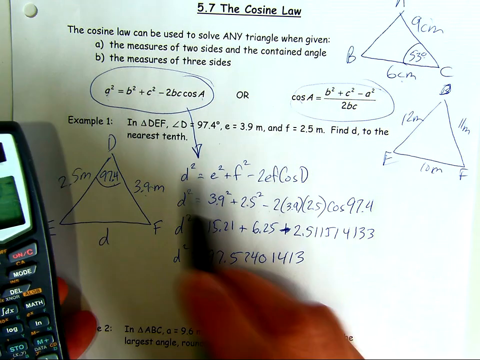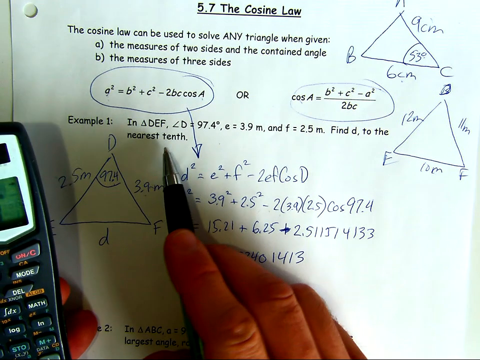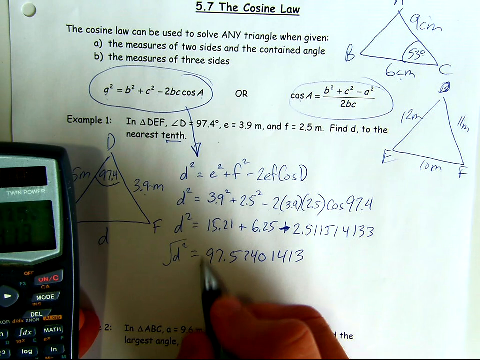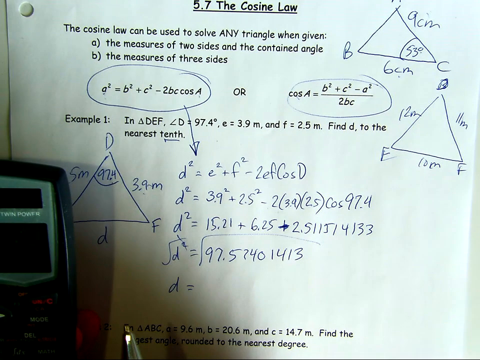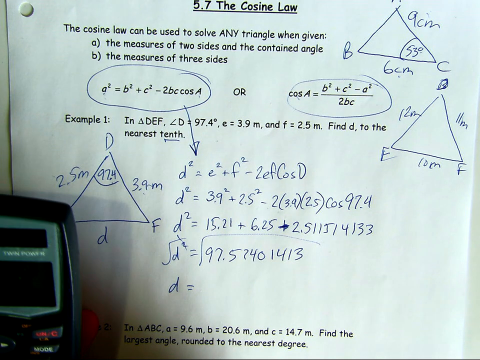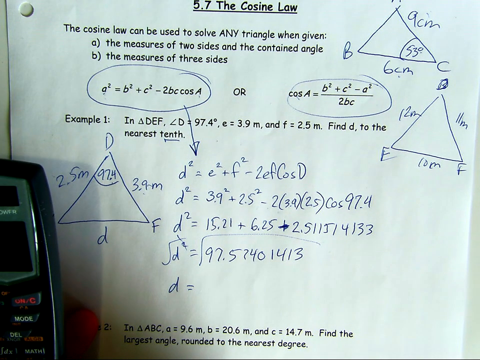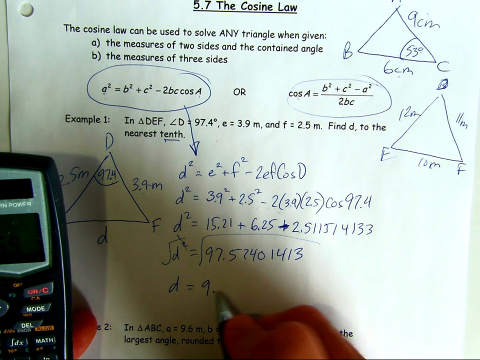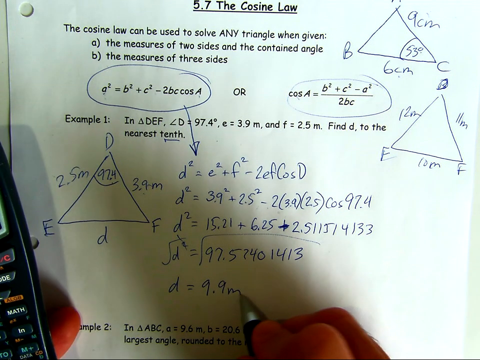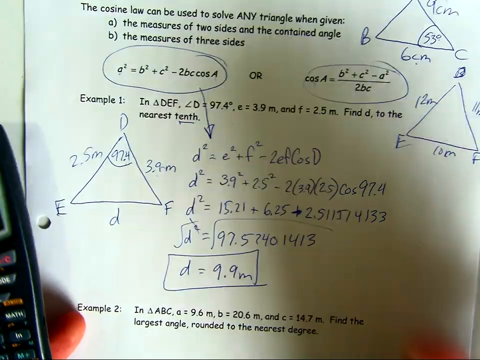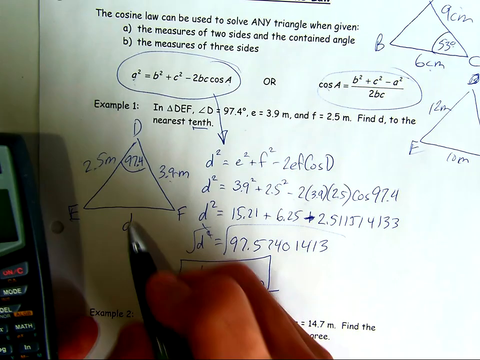Now, it says to round to the nearest tenth, so 1 decimal place. If I take the square root of both sides, you'll get rid of the square here, and so taking the square root of the answer is going to give me 9.9 meters, okay, when I round correctly. So D is 9.9, so this is equal to 9.9.